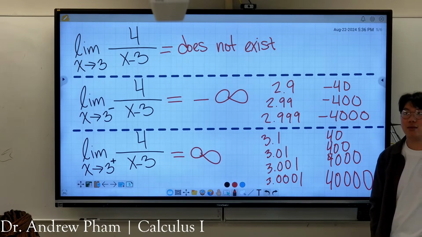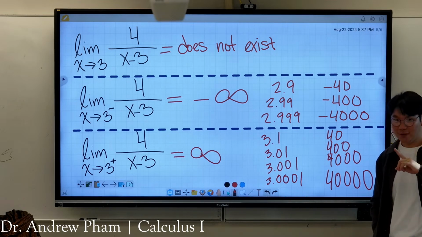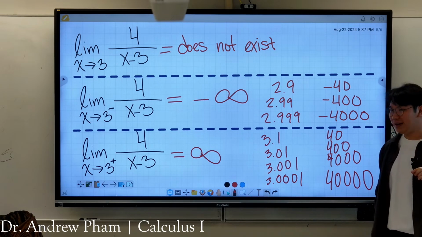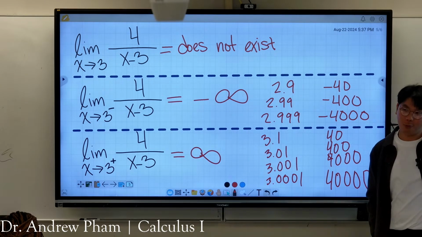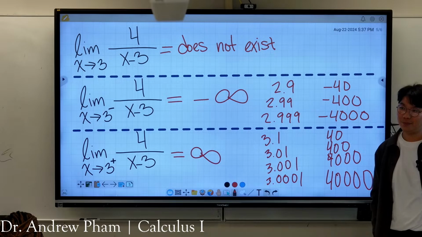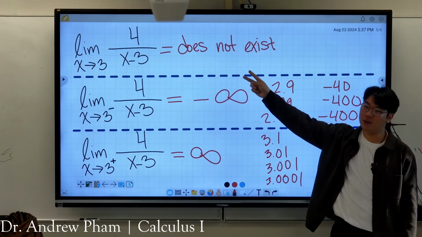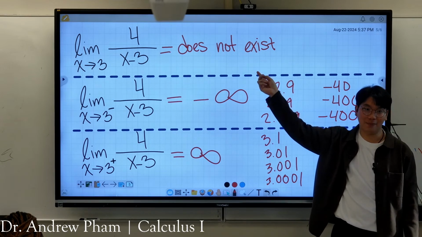Not exactly. For example, we may have a graph. Well, let me answer one question first before I get to that. First question is, if they're both infinity, remember, either they all match or they're all different. If these two are both infinity, then my two-handed limit would also be infinity.